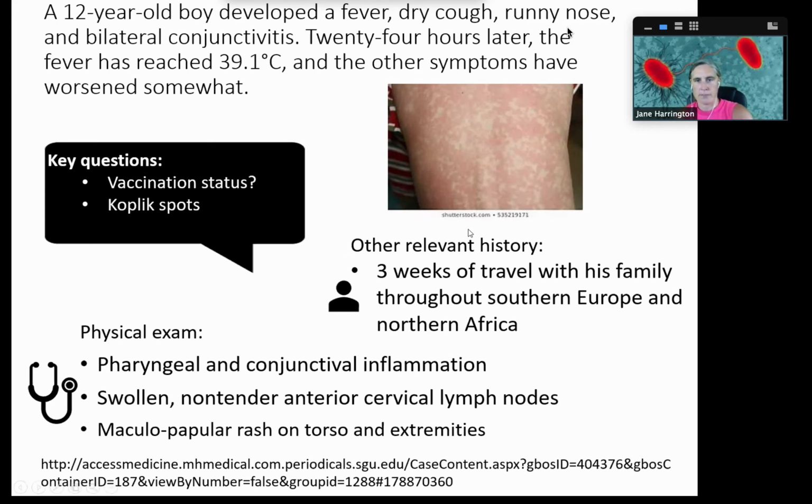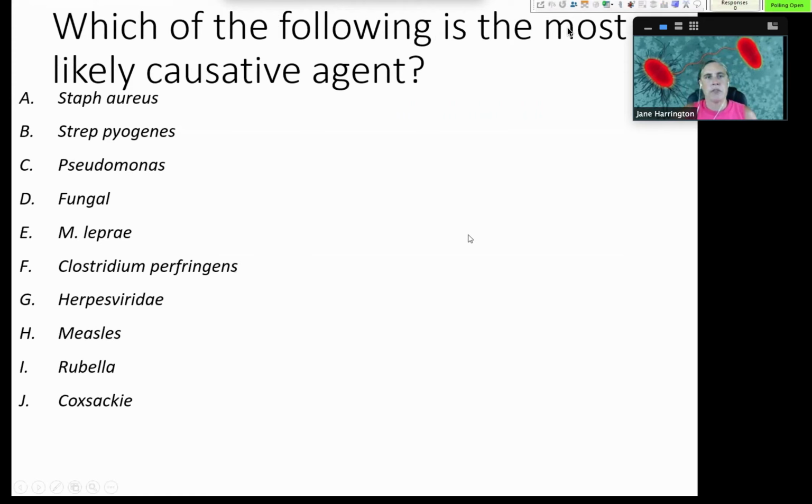So which of the following is the most likely causative agent? And we're going to be doing it pretty quick. Polling closed. Oh, I clicked it. Let me go back. Escape. Sorry for my advancer, I was using my touch screen. So anyways, coming back to this, sorry, you didn't get your answers.